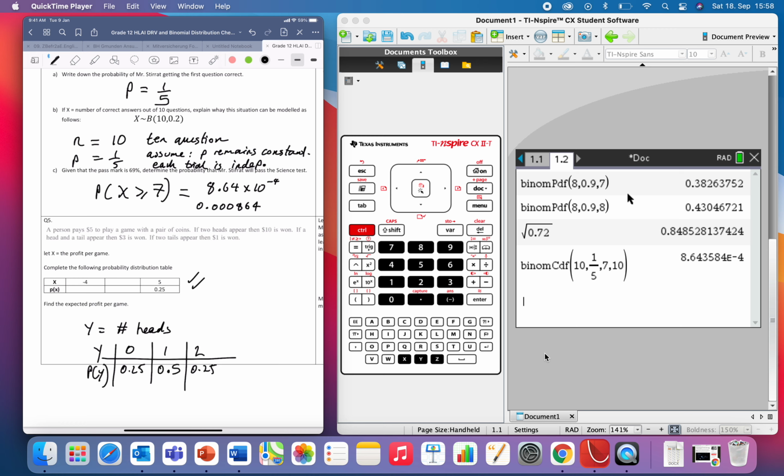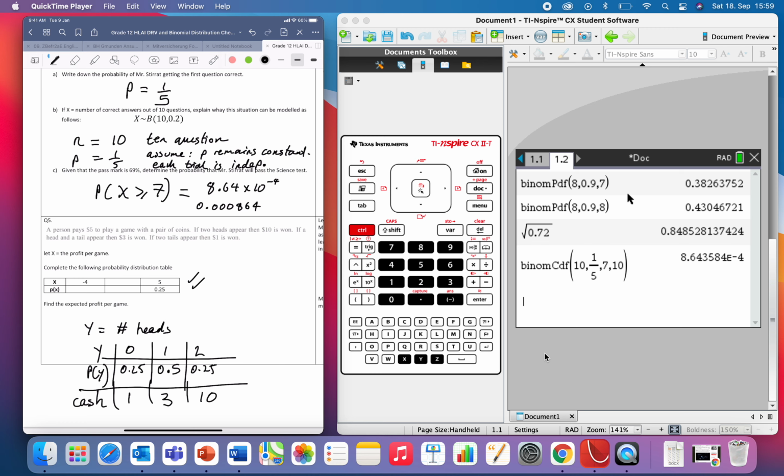But now we have to think about how much cash is won. And so if I just put down here, carry on the table, let's put cash here. If 2 heads appear, then $10 is won. If a head and a tail, then $3 is won. If 2 tails appear, $1 is won.